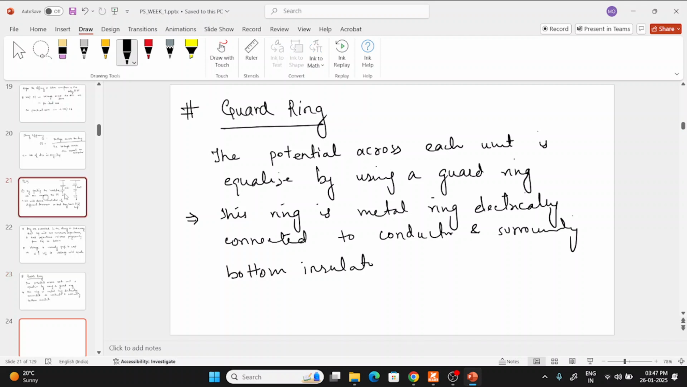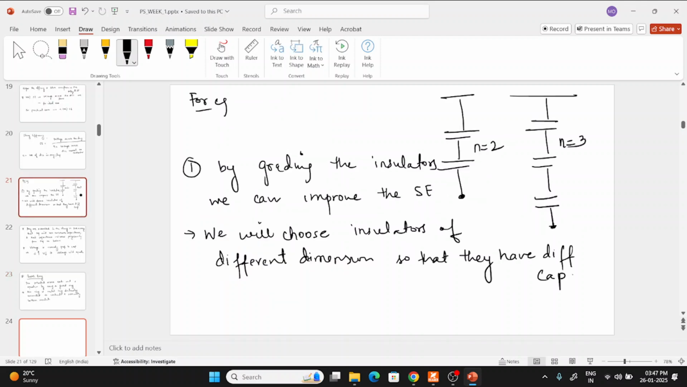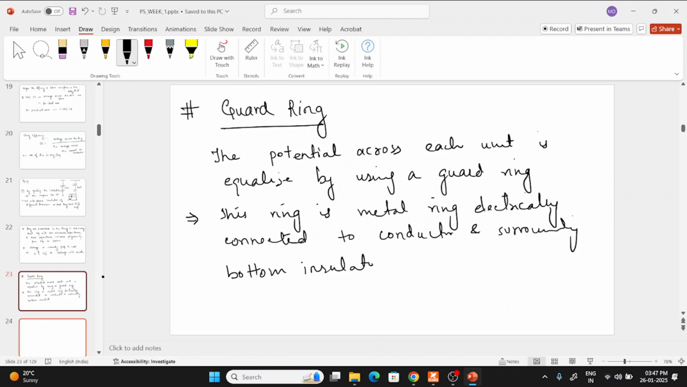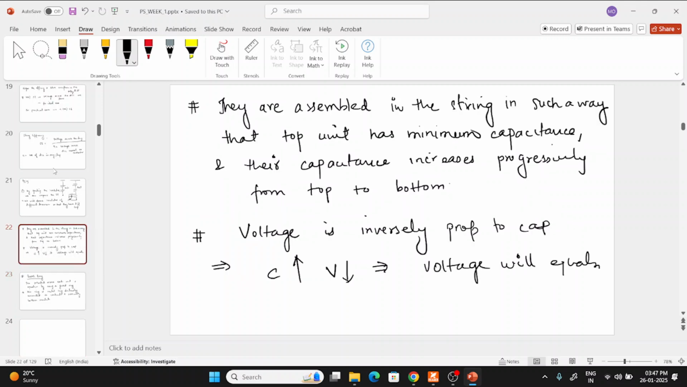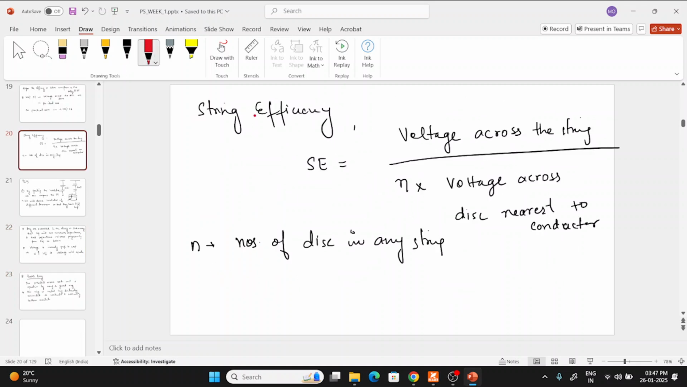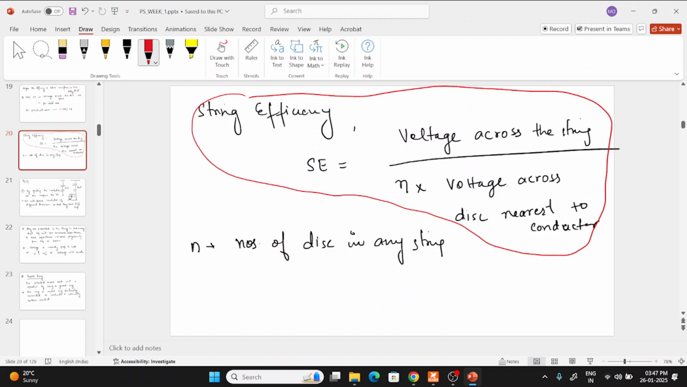ठीक है, जो लास्ट वाला जो कंडक्टर होता है इससे कनेक्ट कर दिया जाता है और इस तरीके से, ठीक है, तो ये गार्ड रिंग होती है। Okay, so I think we will solve some questions on this. It will give you a very good idea how this equalization or string efficiency will be calculated. We will solve some questions today itself. So basically, this is all the thing.